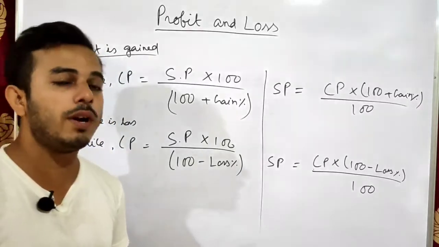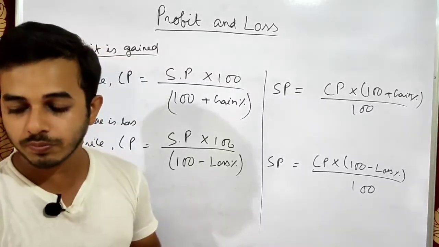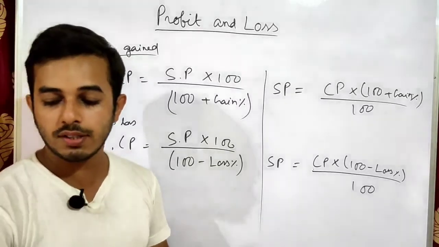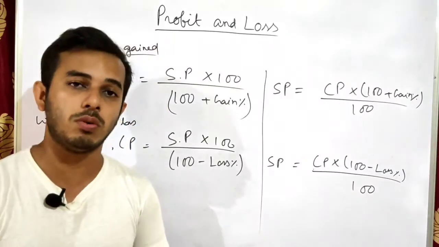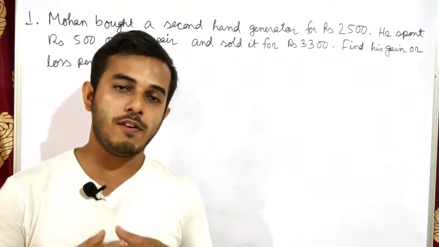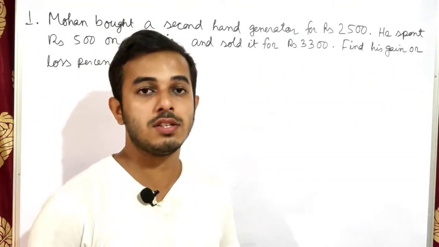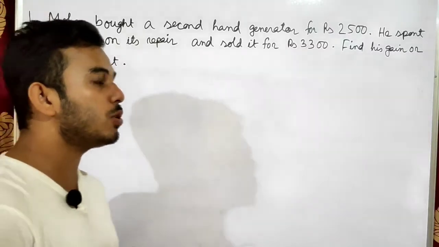So now let us solve a few questions of our exercise 9.2, and it will be more clear to you. Here is our first question of our class and the exercise also. The question is, Mohan bought a second-hand generator for rupees 2500.